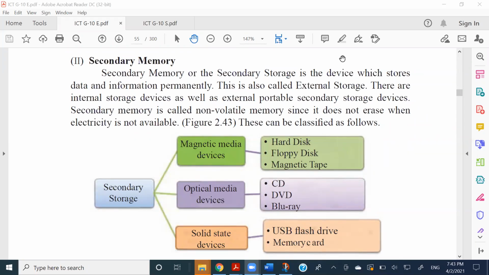So the specialty of this type of devices is it needs a component called a head to read the things on these devices, right? I'll show you how the hard disk head is working, right?